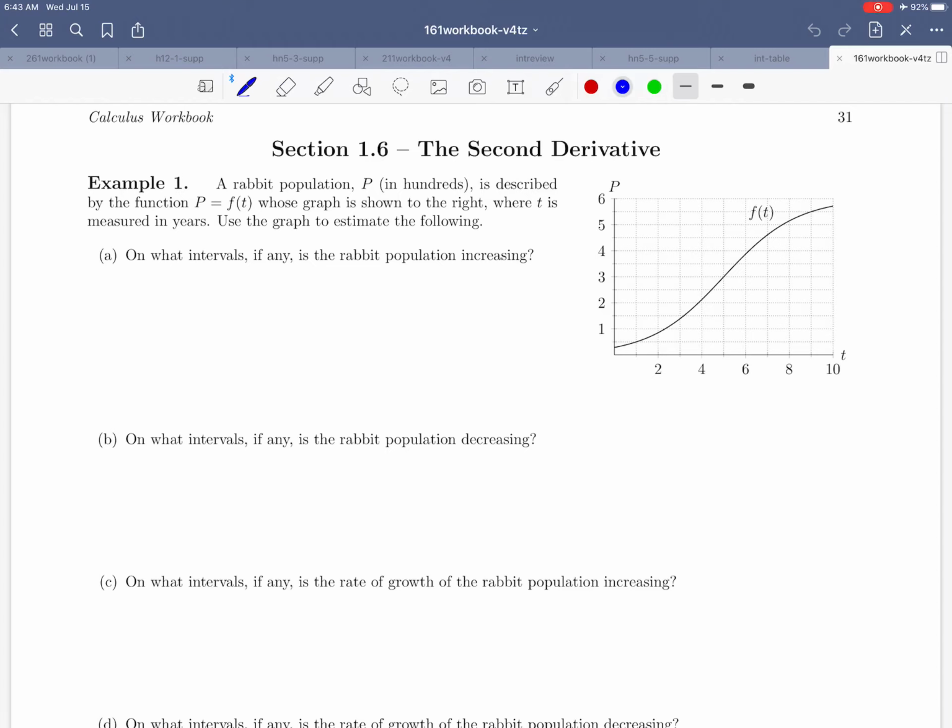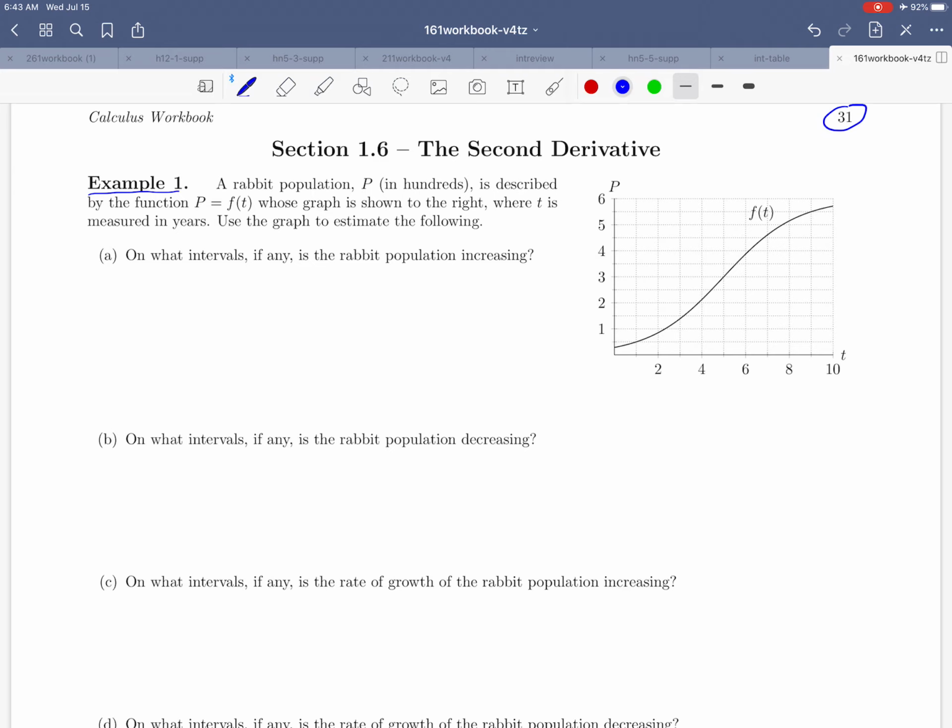Hello everybody and welcome to the beginning of section 1.6 on page 31 of the workbook. The topic of this section is the second derivative, a new concept for us. I think the best way to introduce this concept and get a feel for what this is about is to start with a conceptual example. So let's take a minute to read through this together.